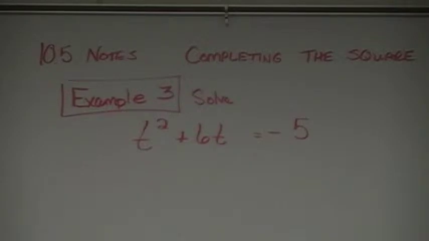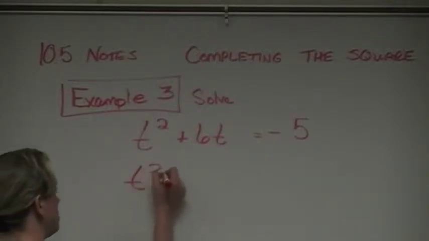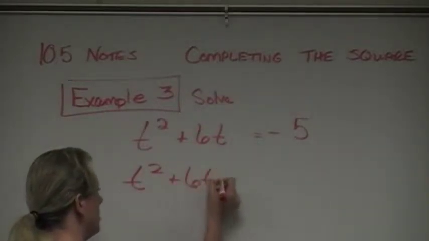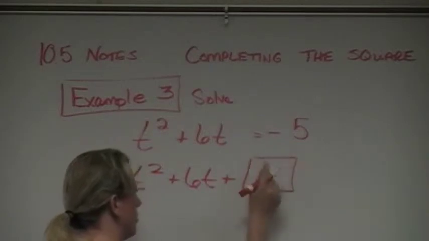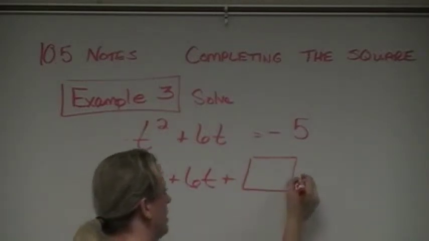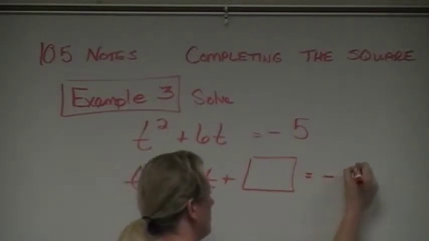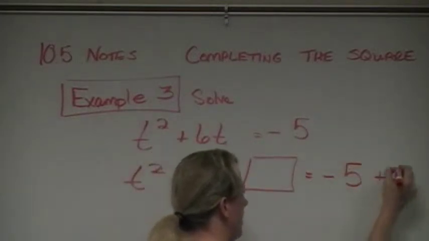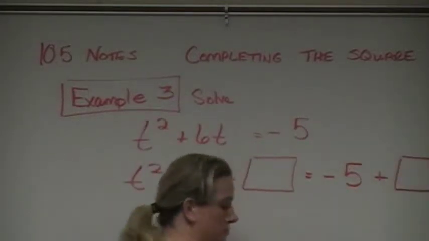So what I'm going to do is give myself a little more room here. t squared plus 6t plus, and I like to put a square here just because that's where my C is going to go. Now look what I'm going to do though. You notice that I'm also putting it over here as well.